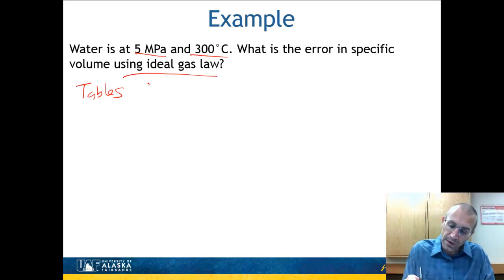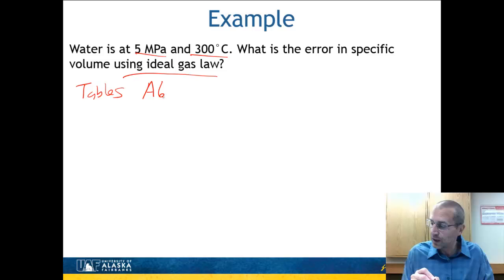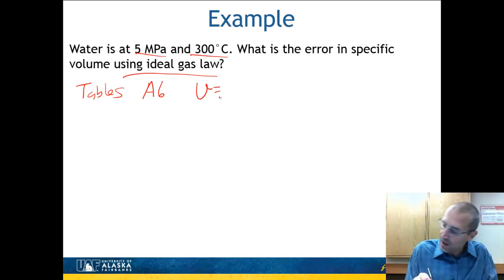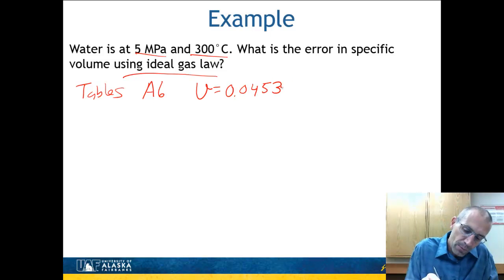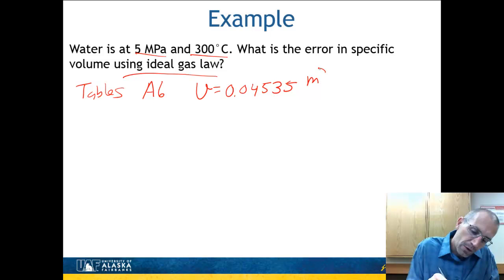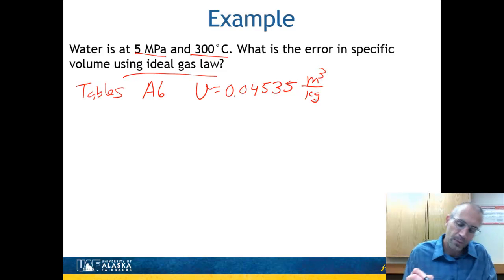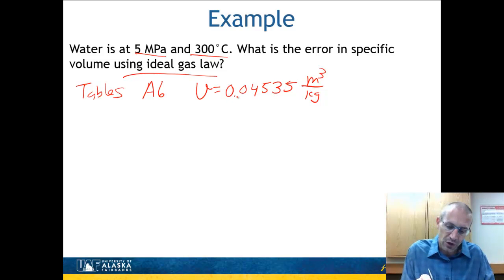So if we go to the tables, and in this case we'll use table A6, we're going to look up what the volume is. And the actual volume is 0.04535 meters cubed per kilogram. So we got that from the table. But now let's use the ideal gas equation, solve for V, and find out how far off it is.